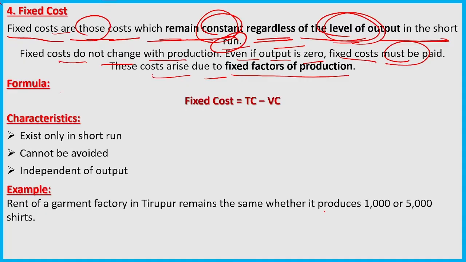Understood? Now, what is the formula of fixed cost? The formula of fixed cost is total cost minus variable cost.